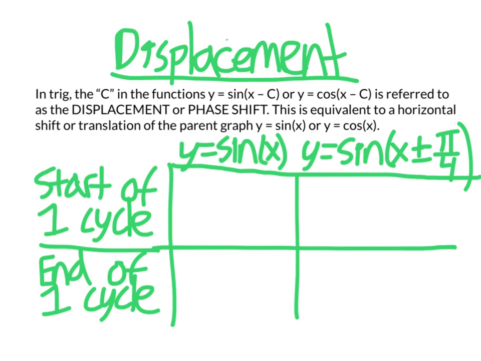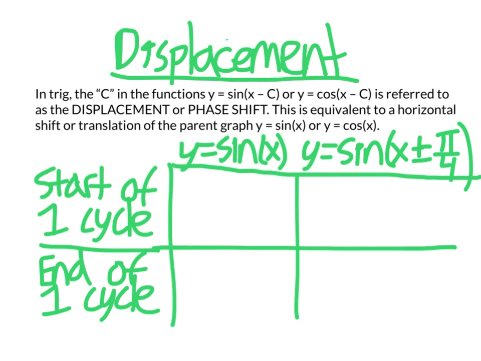Now let's move on to displacement. In trig, the c in the functions y equals sine of (x minus c) or y equals cosine of (x minus c) is referred to as the displacement or phase shift. This is equivalent to a horizontal shift or translation of the parent graph, with x minus c meaning the graph is moving c in the positive direction, and x plus c meaning that the graph is moving c in the negative direction. Here we have y equals sine of x, y equals sine of x plus pi over 4, and y equals sine of x minus pi over 4.